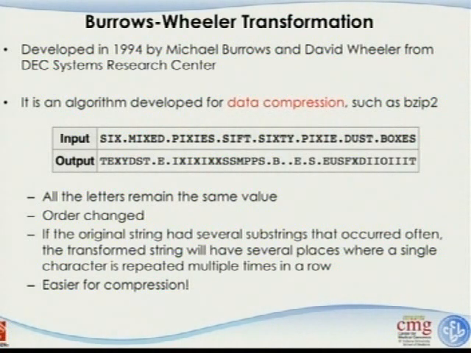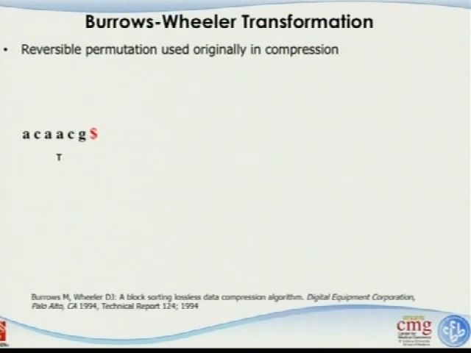All right. So if the original string had several substrings that occurred often, the transformed string will have several places where a single character is repeated multiple times. For example, things like XX, and these are really good places for you to do the so-called compression, right? You don't have to record every single one. You just record their locations, and that'll be fine. That's the whole point of why this transformation was initially developed.